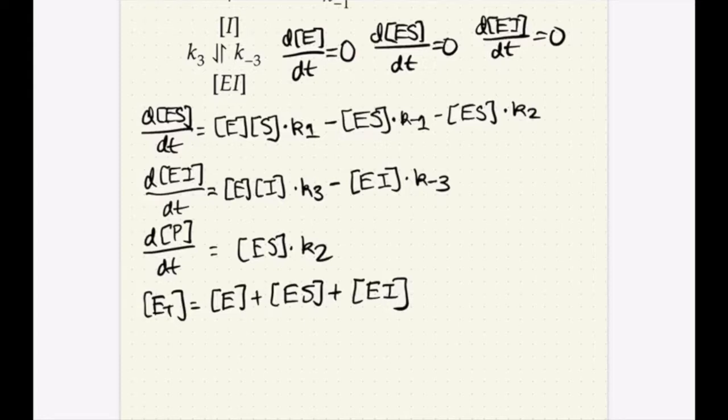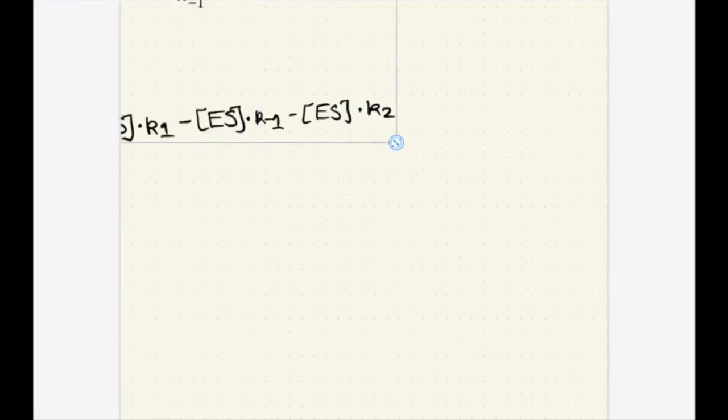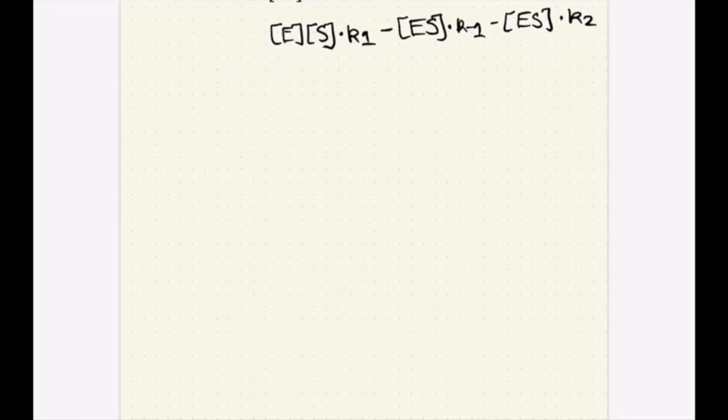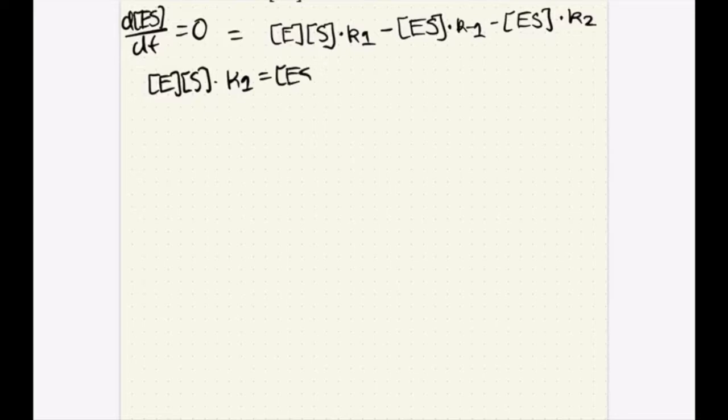So the first thing that we're going to be doing is taking our assumption that the enzyme substrate complex concentration over time is going to be equal to 0, which is what we derive from the law of mass action. And so what this means is that the rate of association is going to be equal to the rate of dissociation.